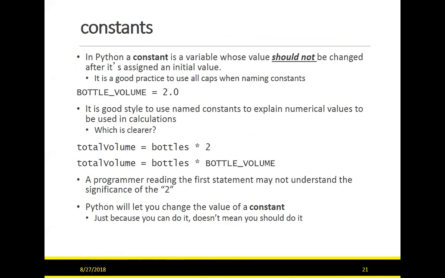You shouldn't change it, but can you change it? Yes. You should not, but guess what? You do. Okay. So it's good to use constants to explain numerical values. So for instance, if we're using a bottle where the volume would never change, but nowadays volume changes all the time, so that probably would not be a good idea.